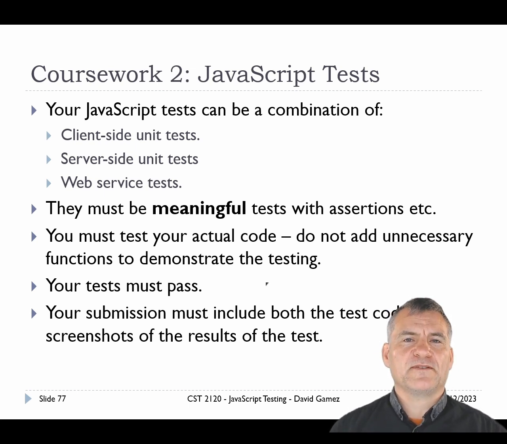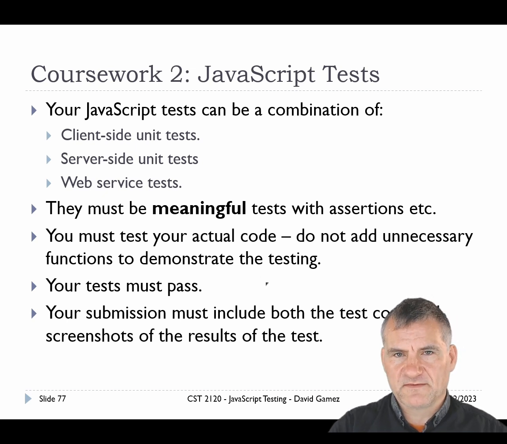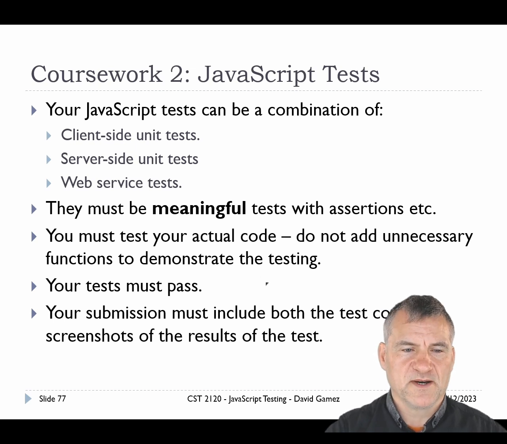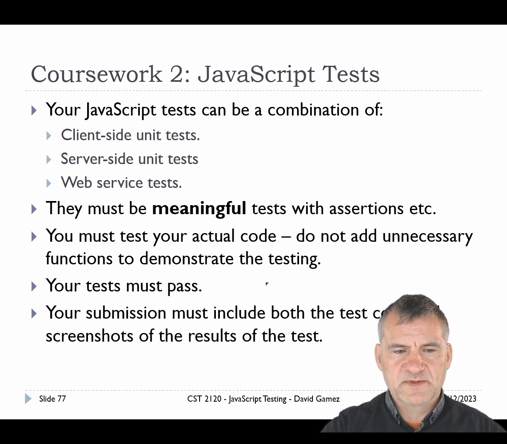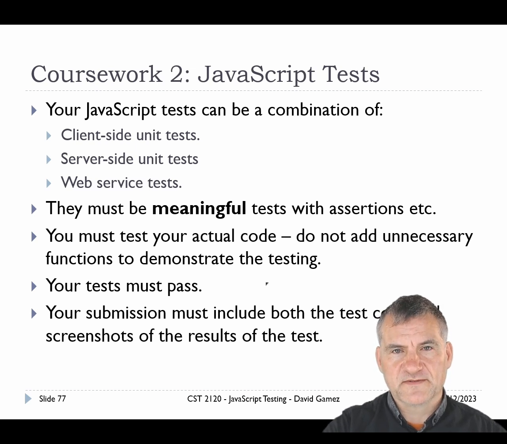They've got to be meaningful tests, right? If there's no assertions, it's not a test, so you must have assertions in these tests, and they must be testing things that are actually required to make your coursework run. Yeah? If they're not used by your social networking application, and you just wrote them so you could test them, then you're not going to get any marks on them. Your test must pass, and your submission must include both the test code and screenshots of the results of the test.